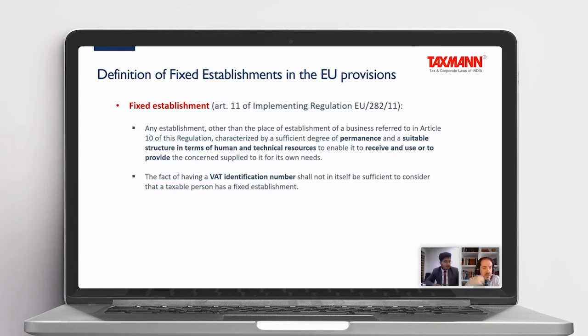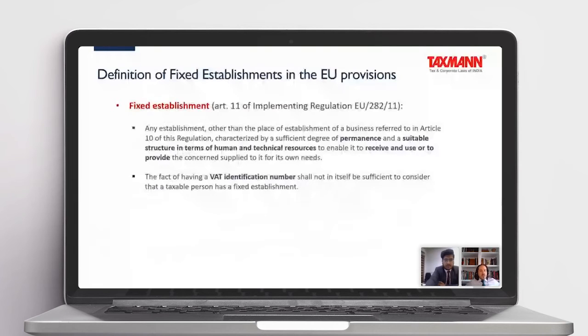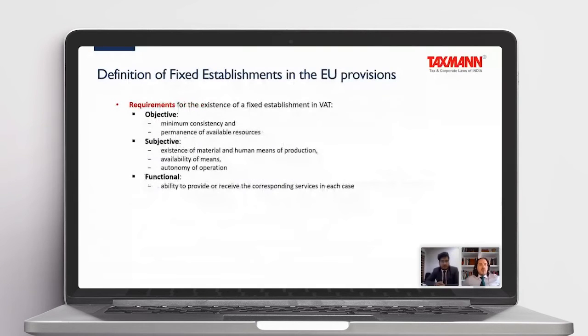Obviously we are dealing with different topics. If we go through this definition in the light of the European case law on the fixed establishment, what are the requirements? What are the elements of the fixed establishment? We can go to the following slide. In this following slide, we can see that the requirements for the existence of a fixed establishment can be summarized as objective, subjective, and functional.